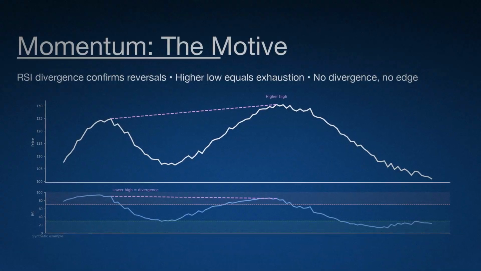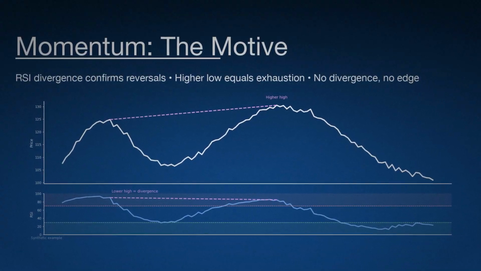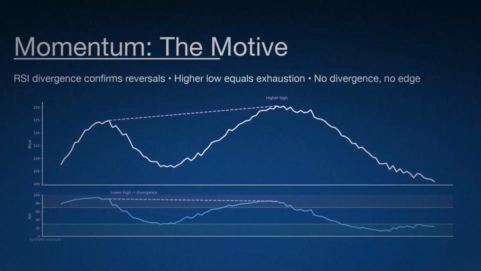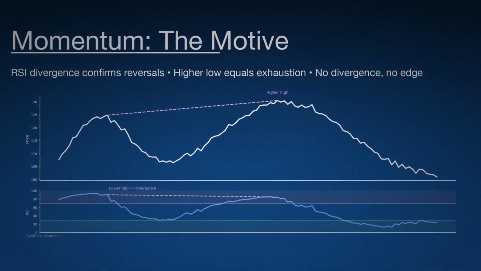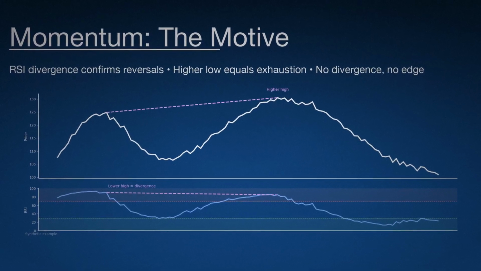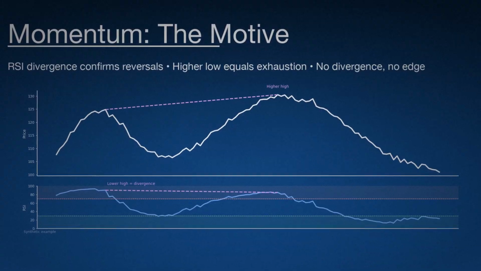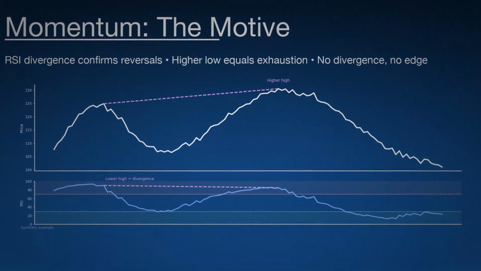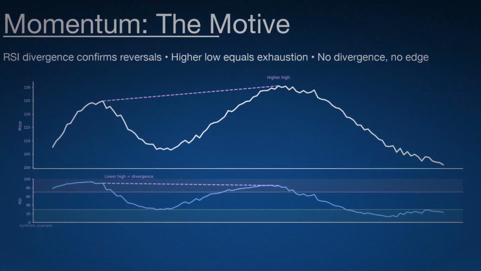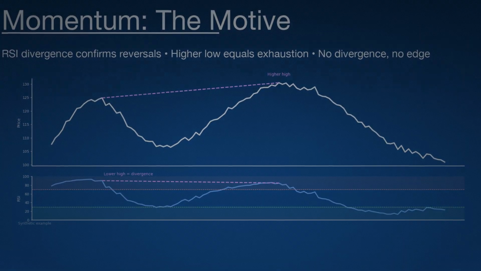RSI confirms the energy behind a pattern. On a double bottom, the second low in price should print a higher low in RSI. That positive divergence means selling pressure is exhausting even though price retested the floor. The opposite applies at double tops. Without divergence, the pattern is just two touches on a line with nothing fueling the reversal.